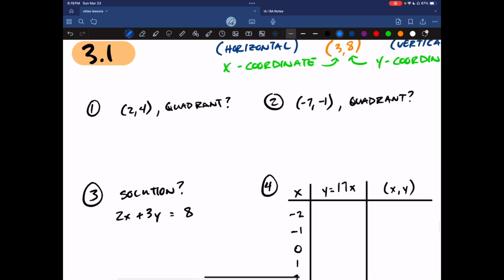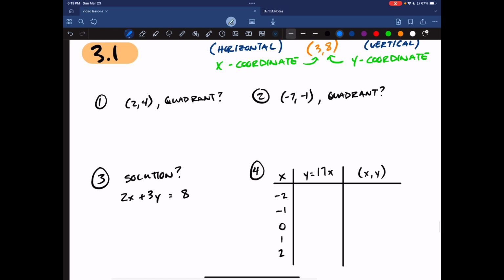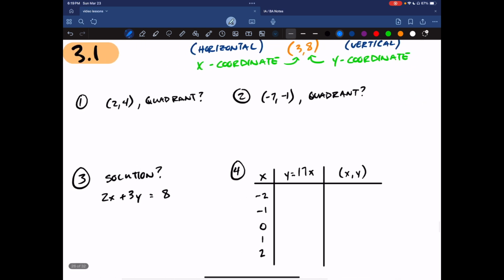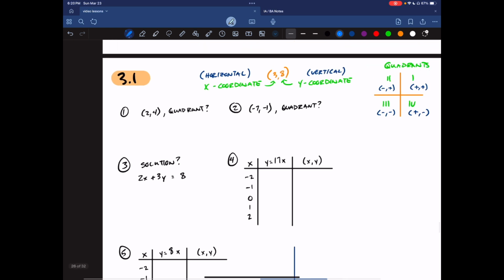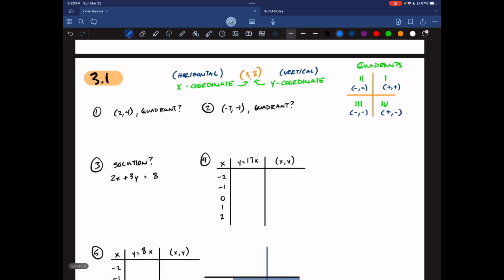So number one, we have 2 comma 4. Both are positive, which means I should be in quadrant one. Check my signs. Everything's positive in quadrant one. So this is quadrant one. And number two, everything is negative. So where's everything negative? Turns out right here in quadrant three. So this is quadrant three. And as far as problems like 1 and 2 go, that's as simple as it gets.